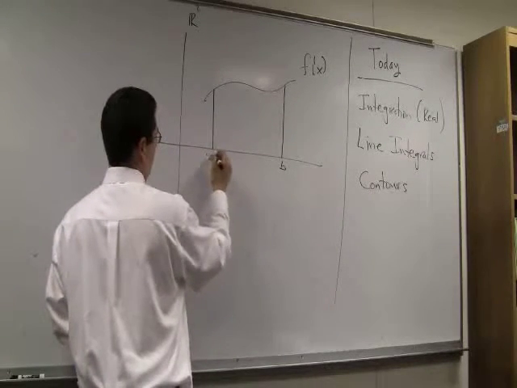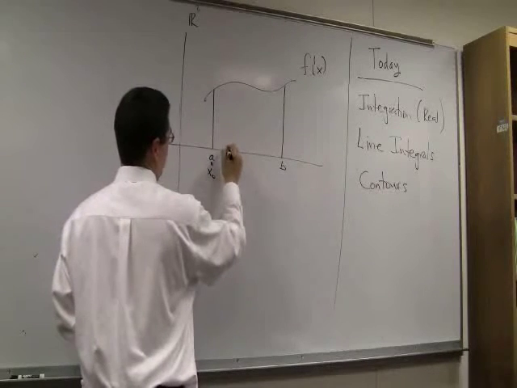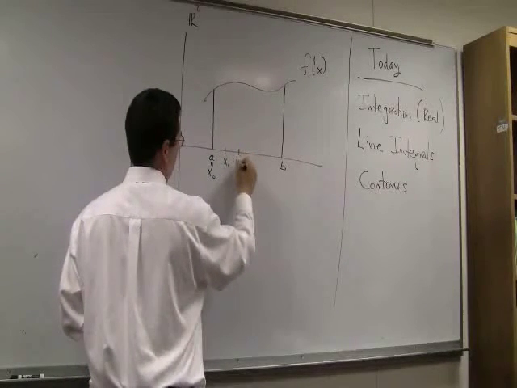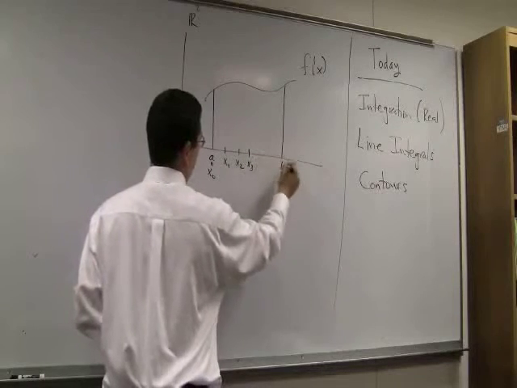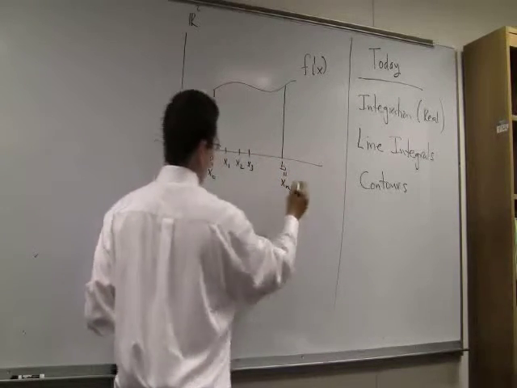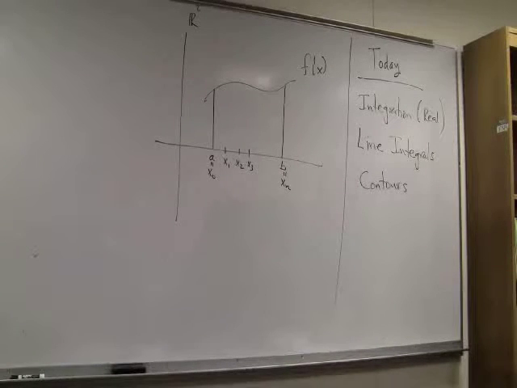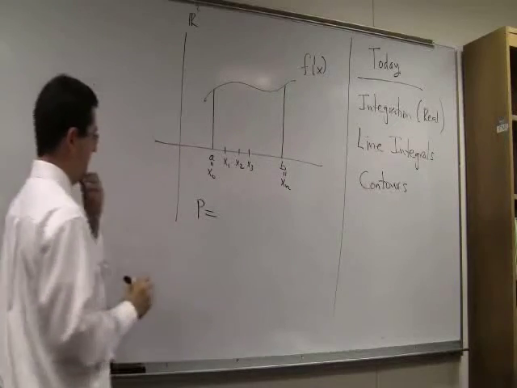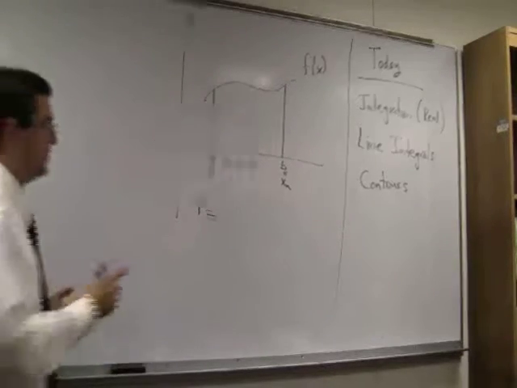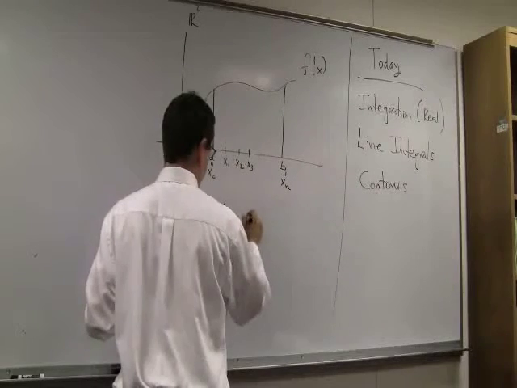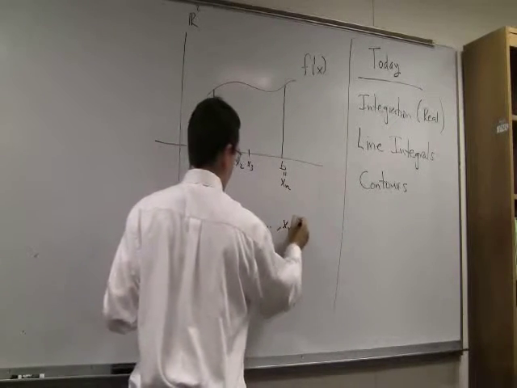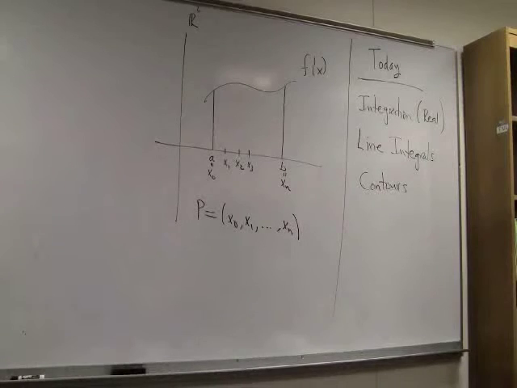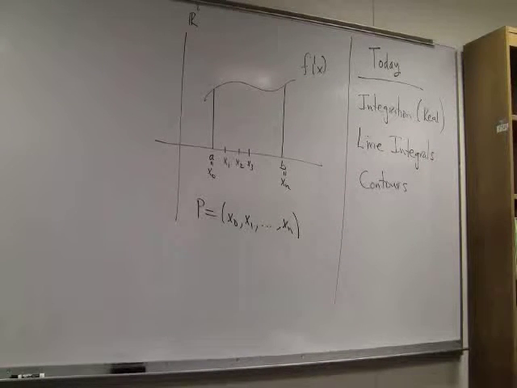So let's see. Let's call A x0, and then let's just toss points in the middle: x1, x2, x3, and so forth. And then B will be xn. So these are just n plus 1 points between A and B, including A and B. And I'm going to let P be what we call a partition, and it's just going to be the sequence of points x0, x1, and so forth. Okay, so it's just a sequence of points.